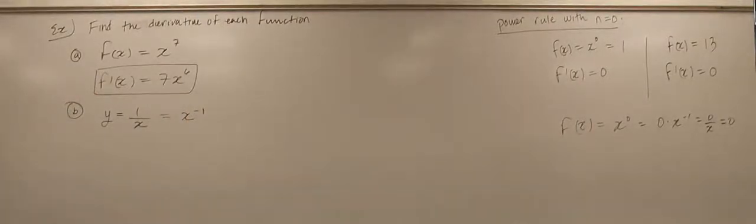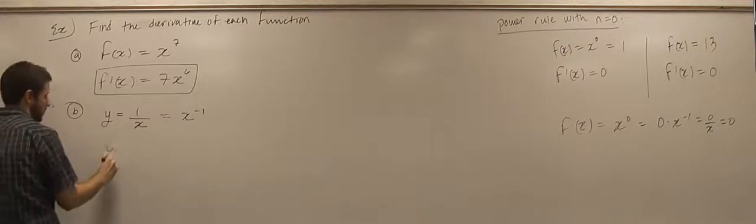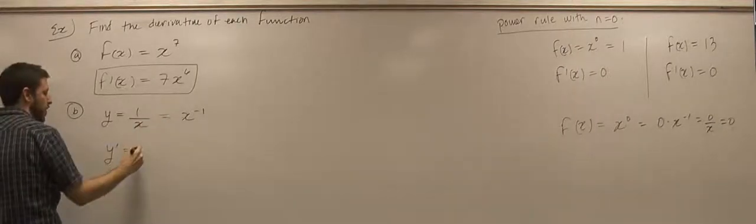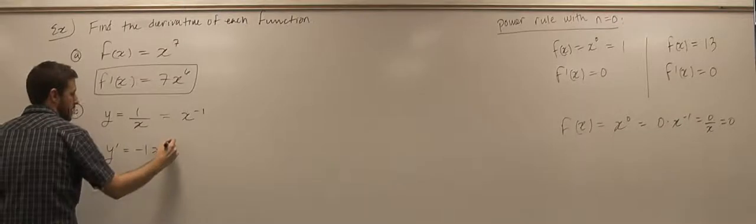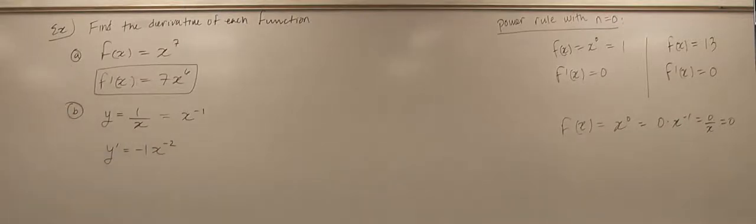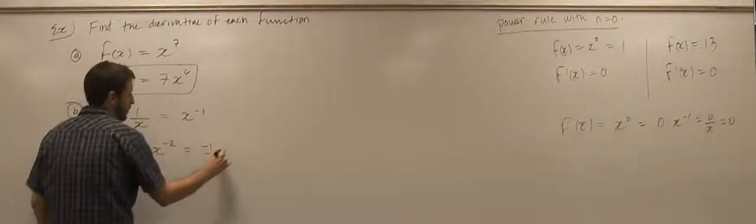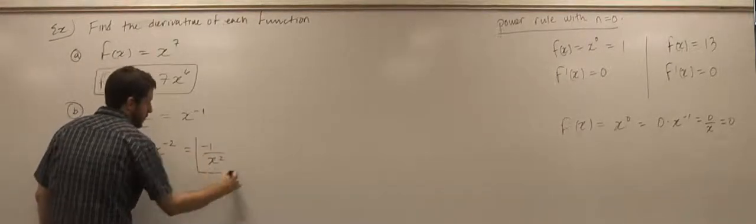So now the power rule applies. The negative 1 comes down in front, subtract 1 from the power. Usually, I guess you can leave it like that if you want. Usually you put it back down. There's your derivative, y prime.